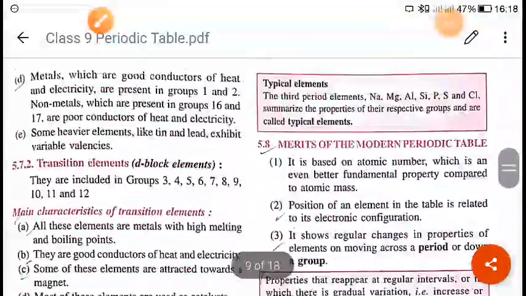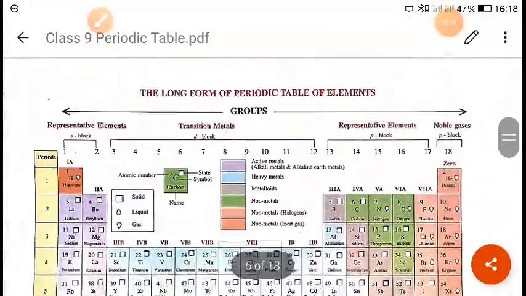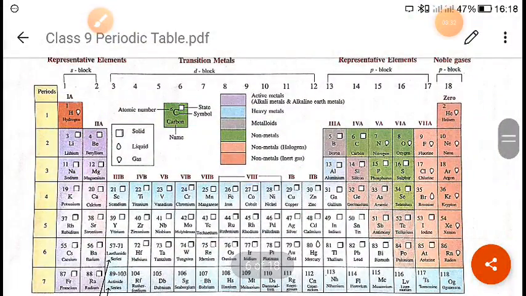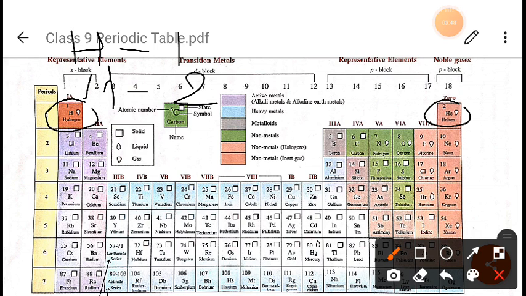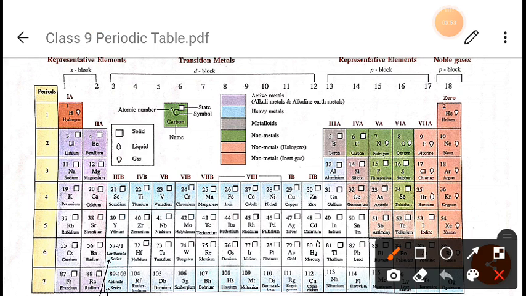For this we will go to the periodic table. As you can see in this periodic table, we will start from hydrogen and helium, okay? The electronic configuration of hydrogen is only 1s1, and for helium it is 2, right? So how many shells are there? Only one shell, which means it belongs to the first period, okay?